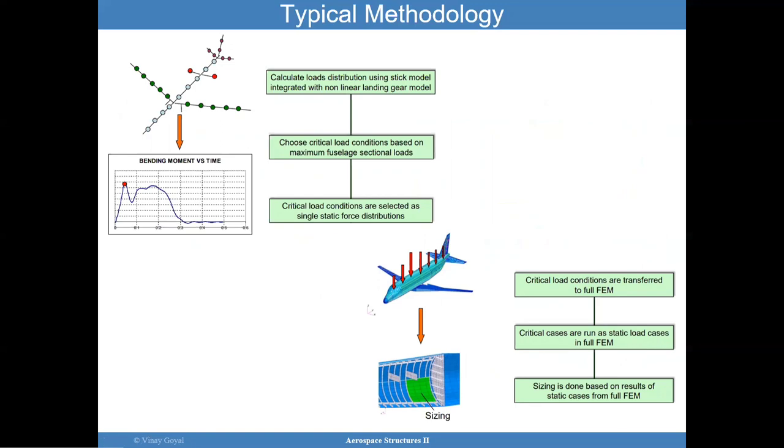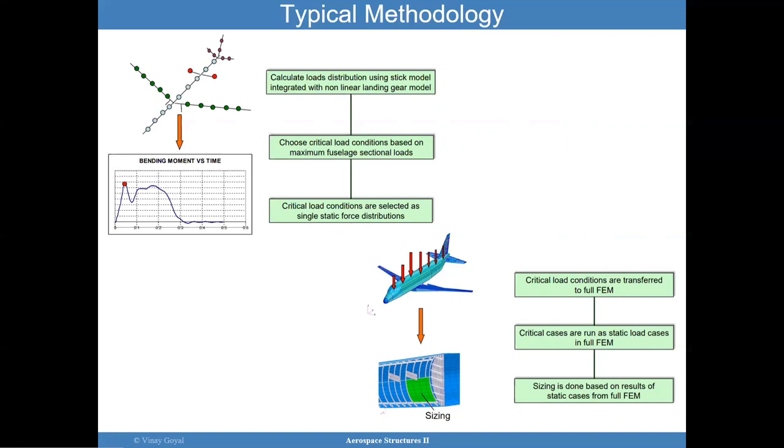In the analysis of aircraft designs, you're typically going to have two types of models. One model is a dynamic model. It tends to be a coarse model that has been reduced for the dynamic modeling. This kind of modeling can also be called, and has been referred to as, stick models. These models calculate the load distribution using stick models, and it integrates. It could integrate landing gear models as well.